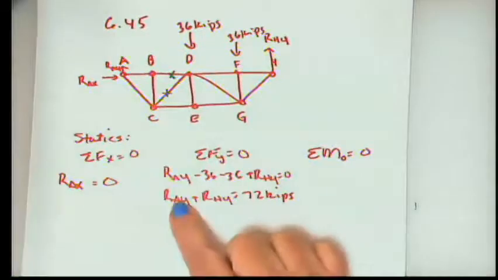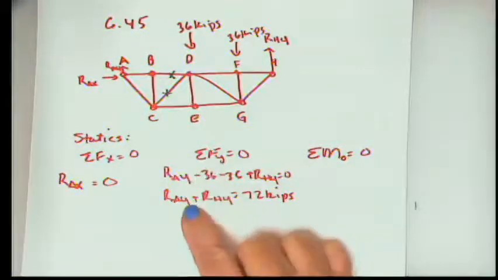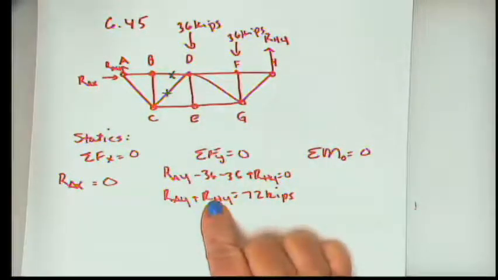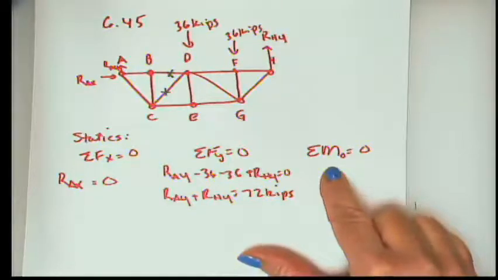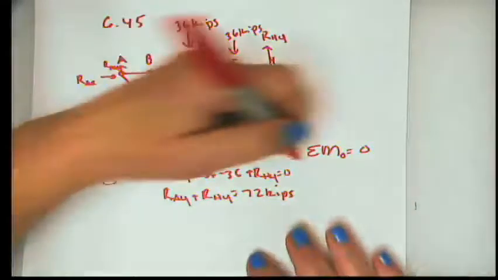Right, now, since I have two equations, or one equation and two unknowns, I don't have enough equations to solve for that, do I? So that means I'm going to have to go to the moments. In other words, you'd have to determine the moment of one of the reaction forces and then just solve for the one that is unknown.